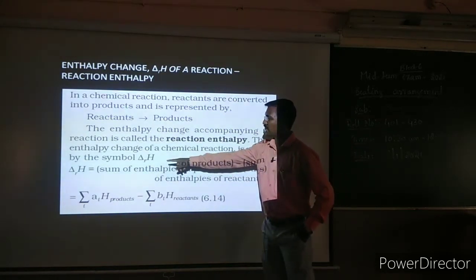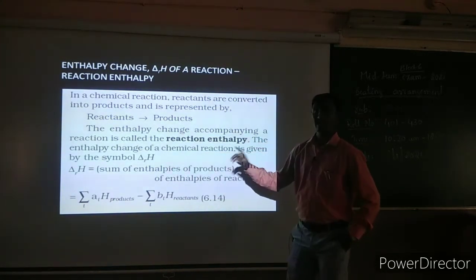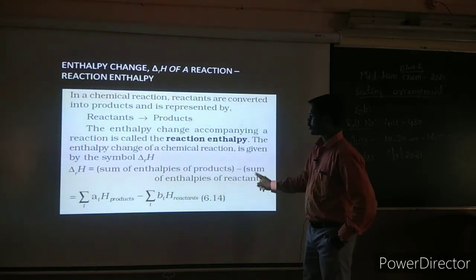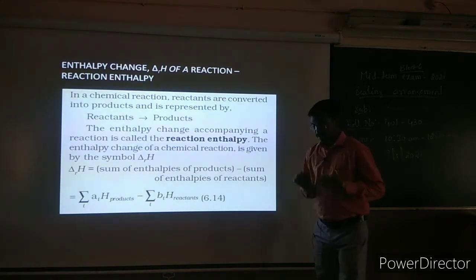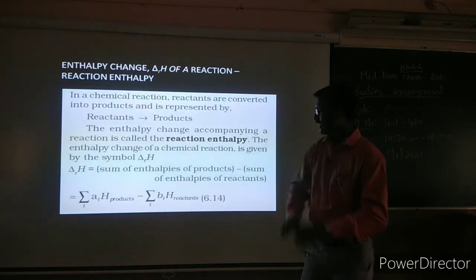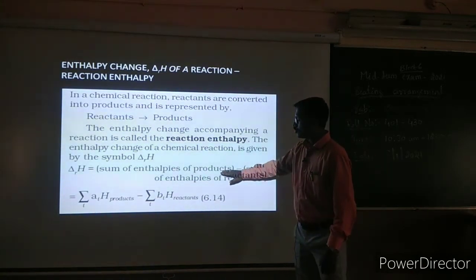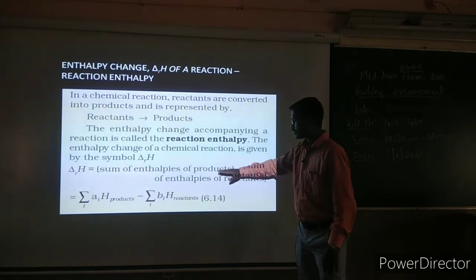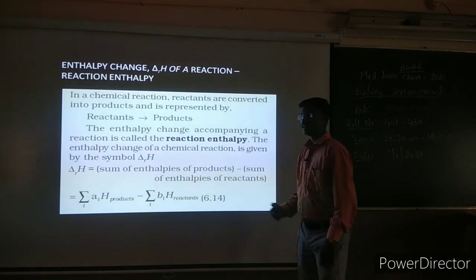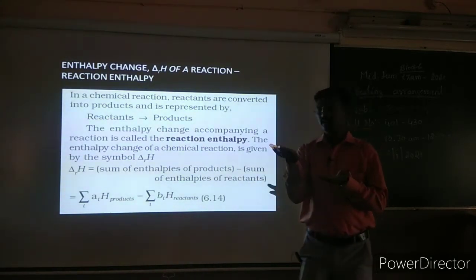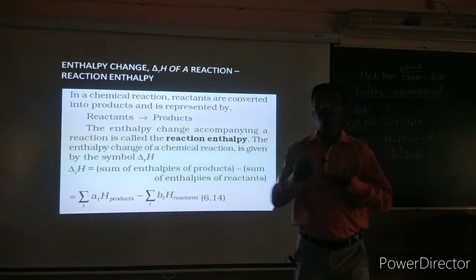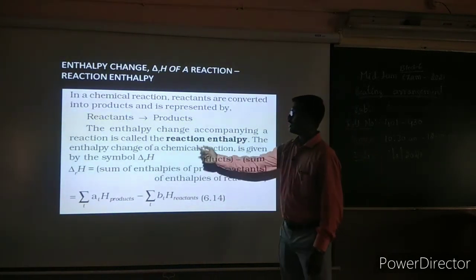That can be calculated by this formula. Delta rH, the change in enthalpy in the reaction, is calculated as the sum of enthalpies of the products minus the sum of enthalpies of the reactants. That means the heat of the product minus the heat of the reactant. How much heat does the product have, minus what was the heat of the reactant. Comparing whether the reactant or the product is cooler or hotter, based on this we get the delta H value.